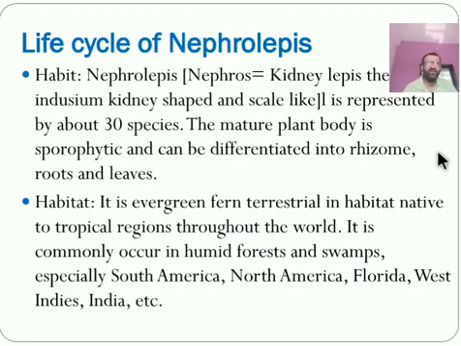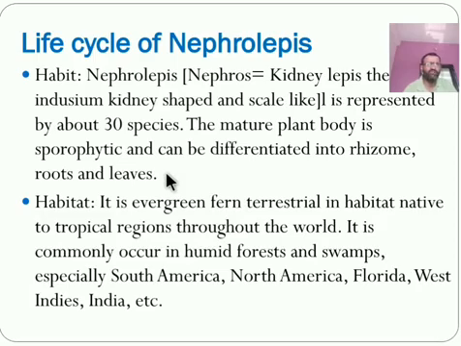Life cycle of Nephrolepis. Here, the habit of Nephrolepis. Nephros means kidney, and lepis means the indusium. That means kidney shape and scale-like. Kidney shape or scale-like structure, and it is represented by about 30 species. The mature plant body is sporophytic.